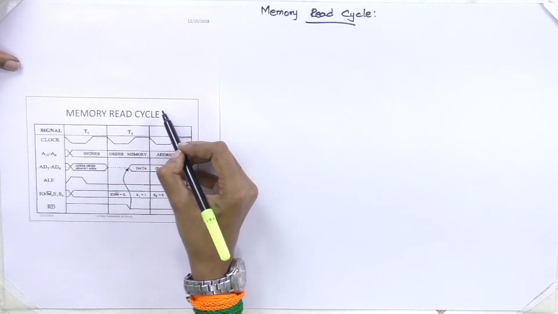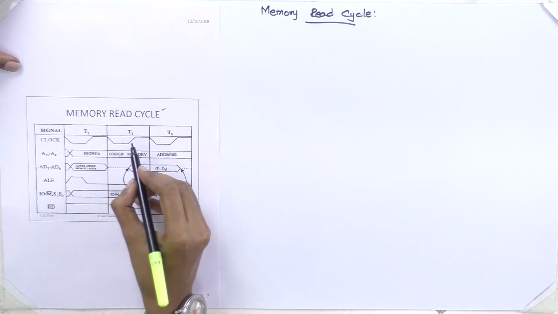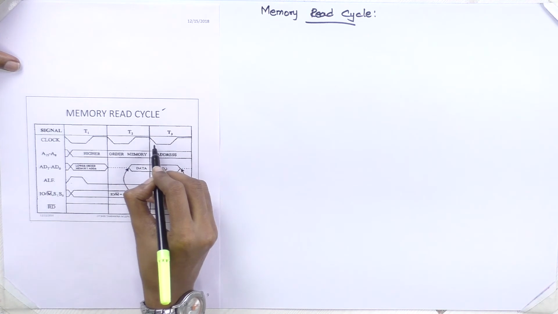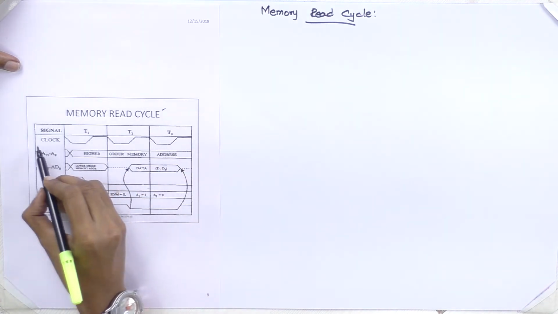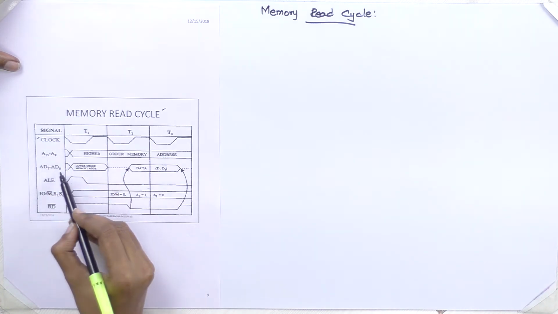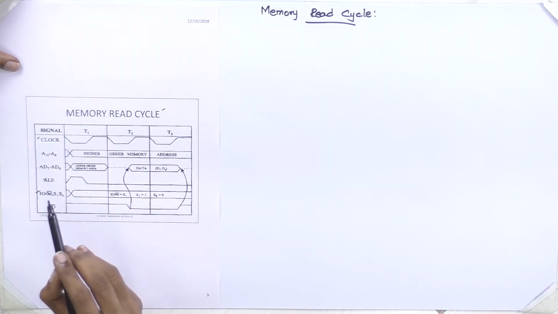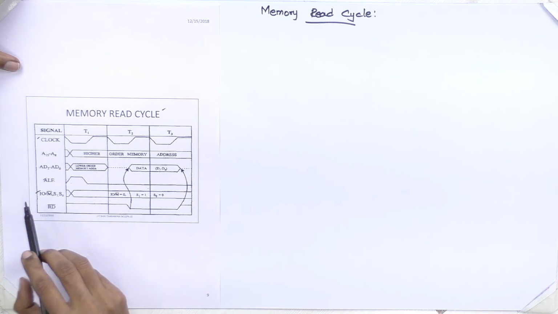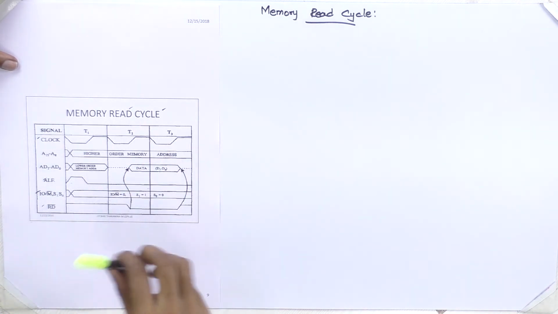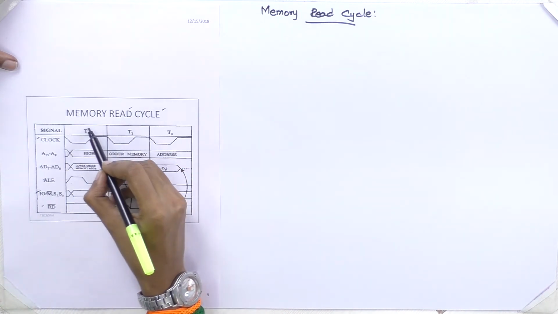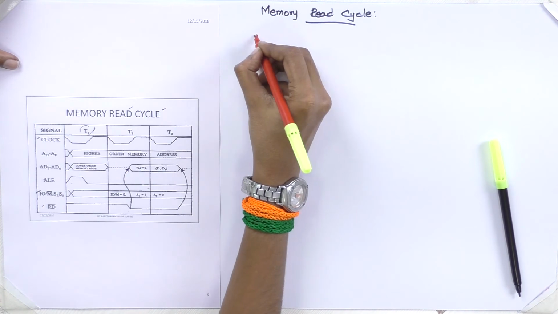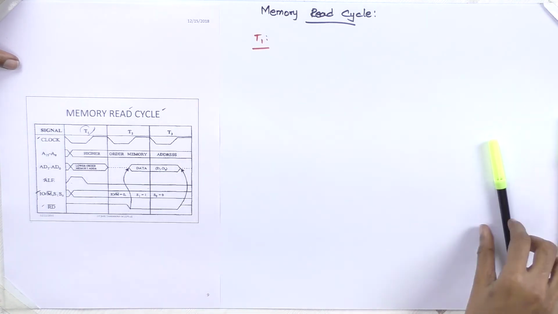So this is the timing diagram for the memory read cycle. As I told you, it has three T states, which have 0 to high signals. Your clock is most important, as are your address and data lines, address latch enable, and control signals, then read bar, because we are performing memory read, so the read signal should be there. We will see what happens at each and every T state. So at T state 1, what will happen?